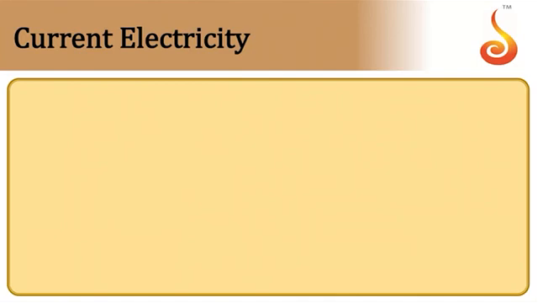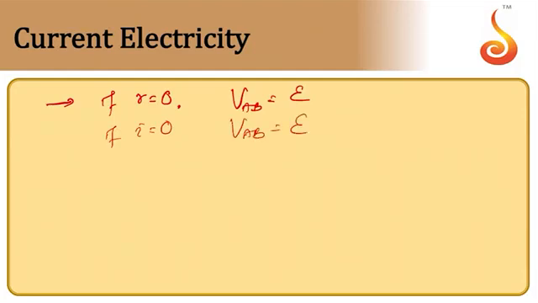Here a couple of important points which should be kept in mind are like this. If R is equal to 0, notice the cell becomes ideal. The cell becomes ideal, that means VAB simply becomes E. Likewise, if I is equal to 0, again VAB is equal to E. Now you notice that VAB appears to be less than E, that is true. But this is true only when the cell is in discharge mode. The cell is in the discharge mode.